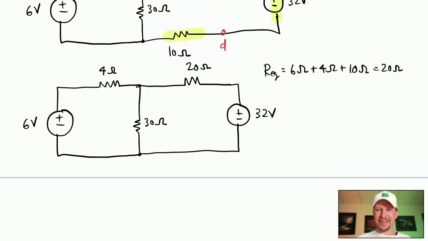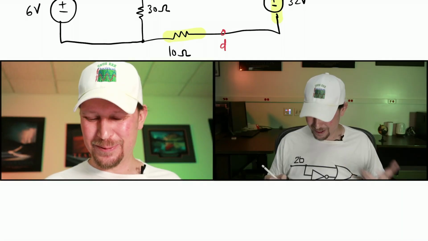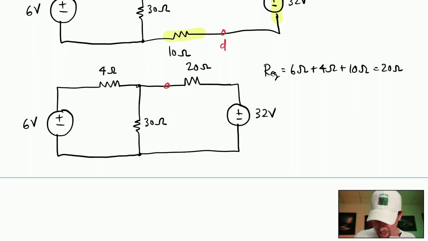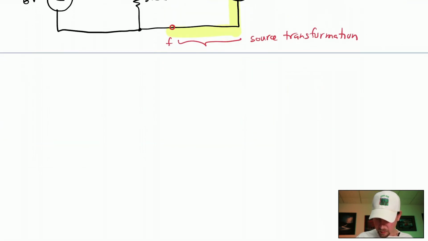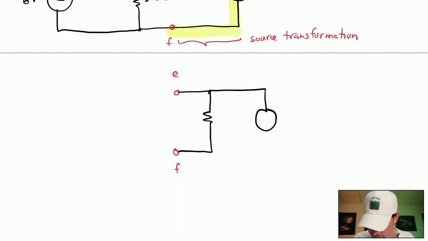Now, I'm sure you can guess by now, this circuit lends itself to multiple source transformations. And if you take a look at that terminal and that terminal, to the right of this terminal we have a resistor in series with a voltage source. You can source transform this as well. So I'll call these terminals E and F, and I'll use a source transformation here. Which means that with respect to the terminals E and F, I am replacing the series resistor with a parallel one, and the voltage source with a current source.